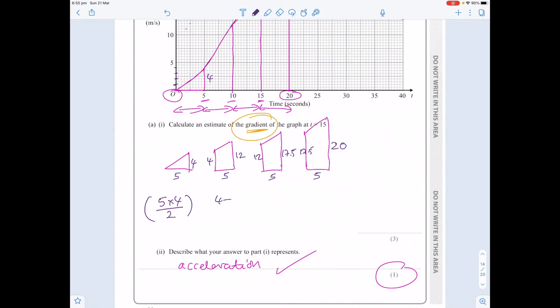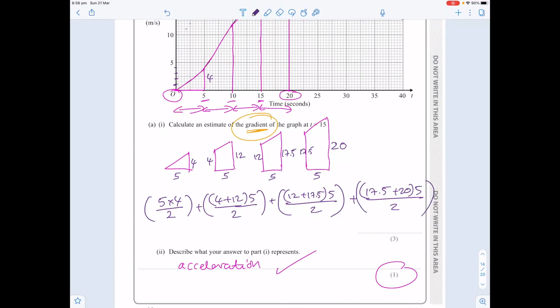So we have 4 plus 12 times by the 5, which is the height, divide that by 2, that's our second one. Then the third shape and the second trapezium is going to be 12 plus 17.5 times by 5, divide by 2. And then the final trapezium is going to be 17.5 plus 20 times by 5, and then divide that by 2. We will now calculate the values of each of these areas.